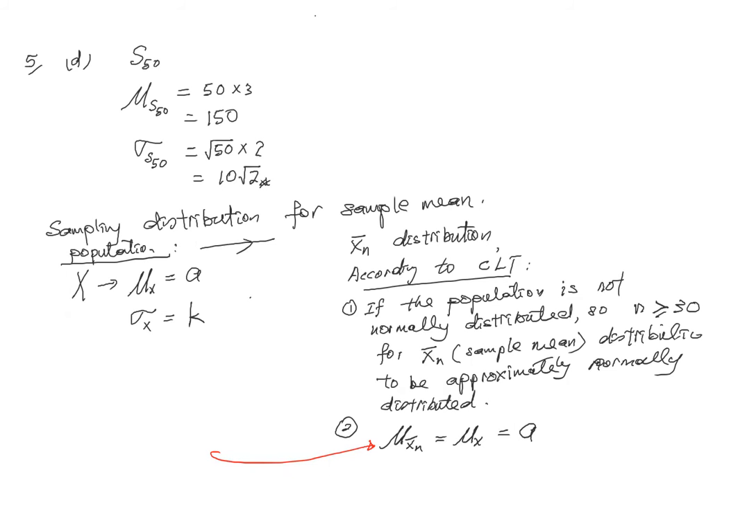The third one is talking about the standard deviation of the sample mean distribution, which is equal to the standard deviation of the population divided by the square root of the sample size. Are you clear? Yes. So this is another one that we have to remember. Okay, now, can we get into 9B?